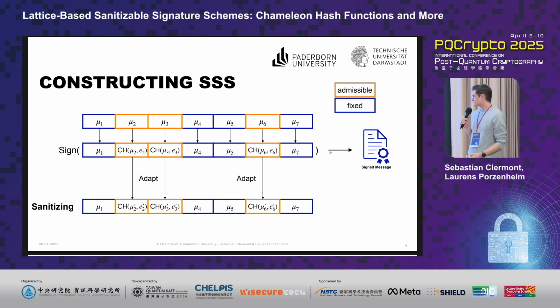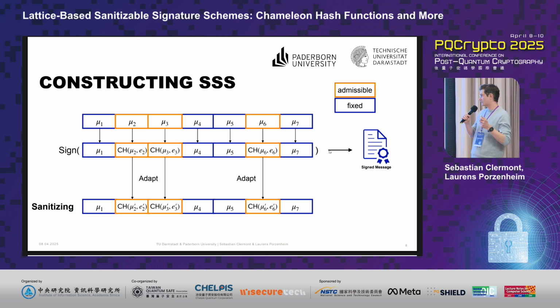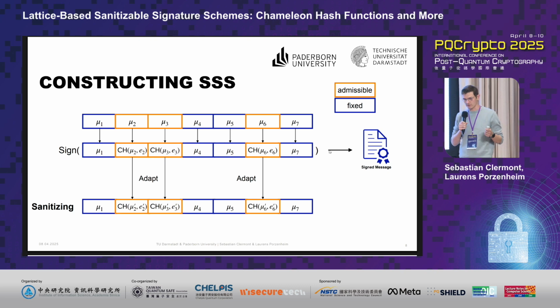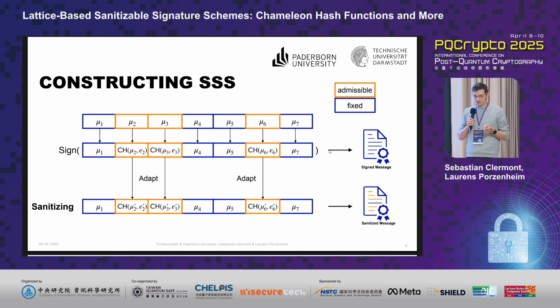So the modifications would look like this. The sanitizer would take the signed message, do his modifications, and then run the adapt algorithm of the Chameleon hash function to get some new randomness. And as such, the hash values that have been signed by the original signer remain the same, and as such, the signature continues to be valid and is now sanitized.